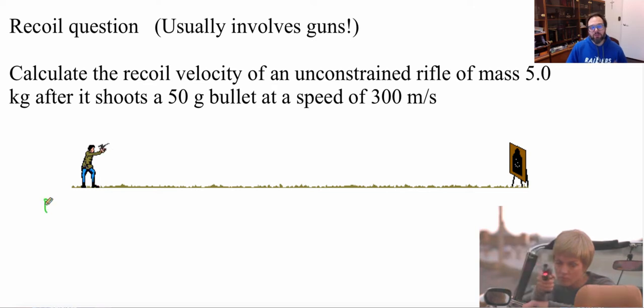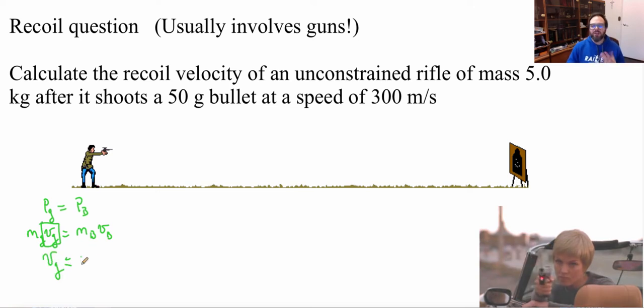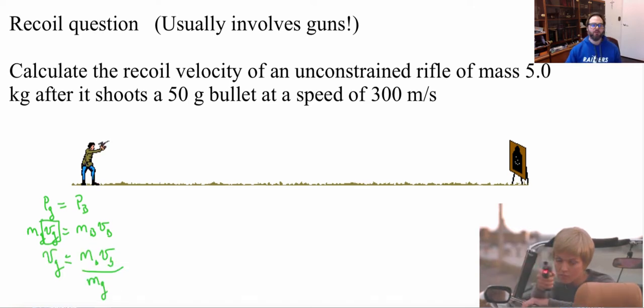So we know the momentum of the bullet, with Newton's third law, must be the same as the momentum of the gun. We also know that momentum is equal to mass times velocity. So now I'm going to isolate for what we want to figure out, and we're trying to figure out the velocity of the gun in this recoil.